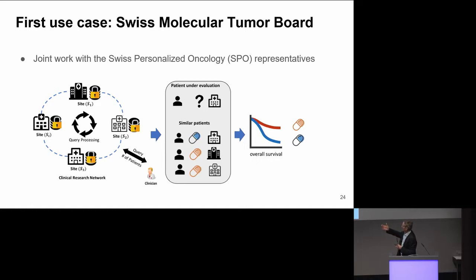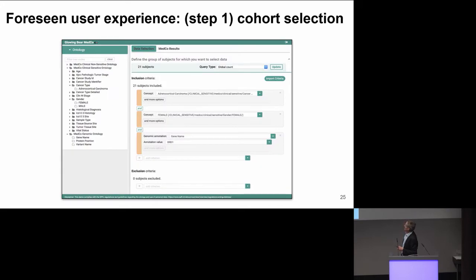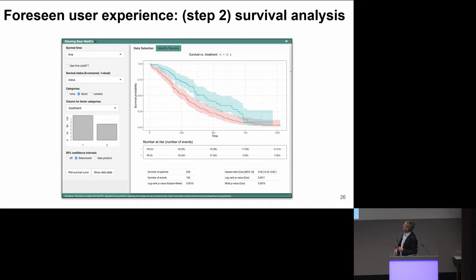So this is typically the kind of feature that we want to provide in this framework. In the foreseen user experiment, we will provide a first stage with a cohort selection, and then step 2, typically a survival analysis. This is for the case of oncology, but it can be used for any other case. I know people in this room are more interested in infectious diseases. It can, of course, be transposed for these kinds of diseases as well.